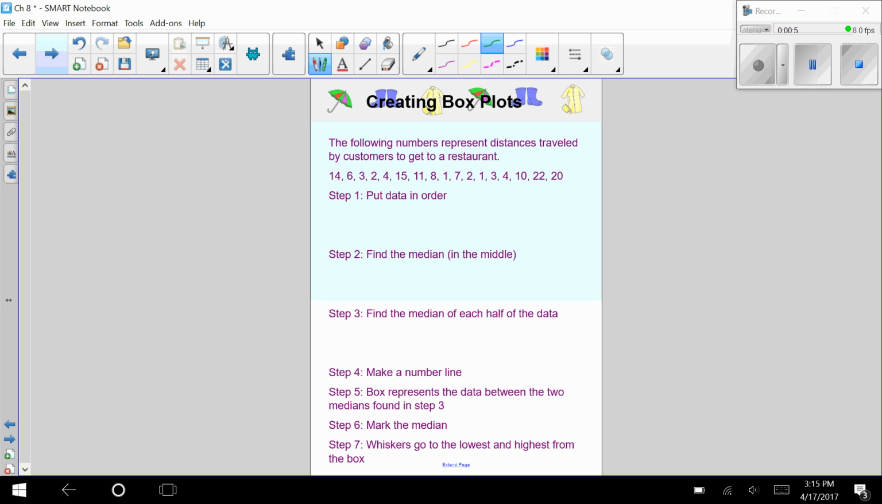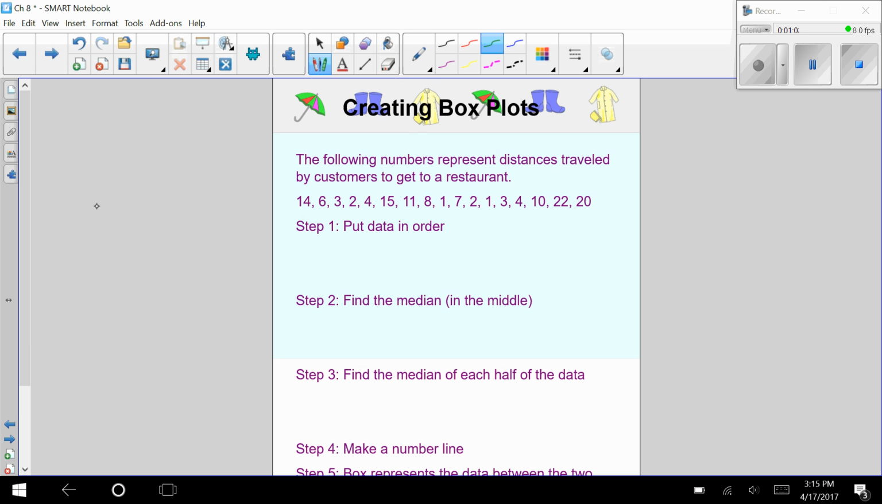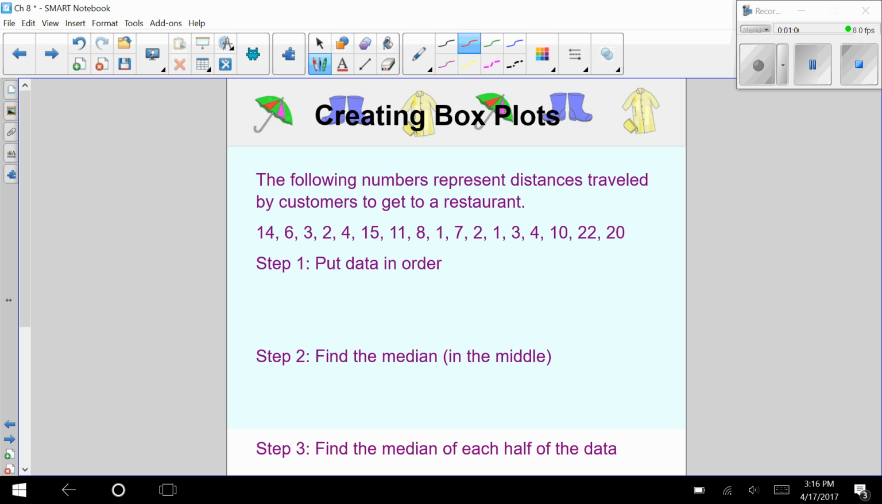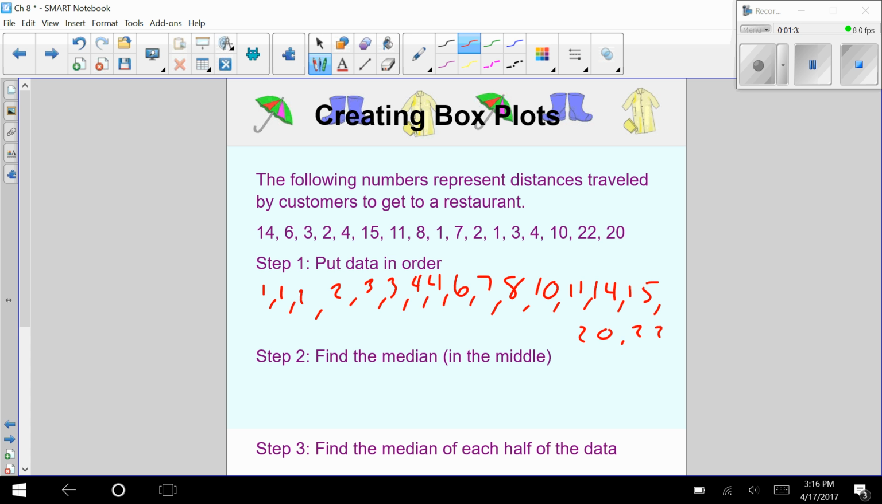So, to create box plots, we have several steps. The following numbers represent distances traveled by customers to get to a restaurant. So, step 1, to create a box plot. We put the data in order, least to greatest. So we have 1, 2, 2, 3, 3, 4, 4, 6, 7, 8, 10, 11, 14, 15, 20, and 22.